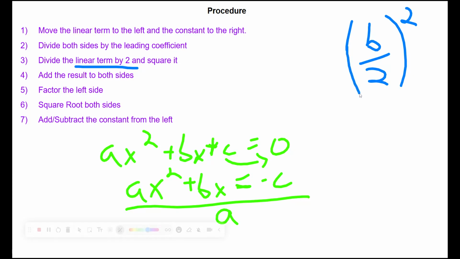Why would we do that? That's just going to be a separate part of it. If b is negative 8, negative 8 divided by 2 is negative 4, and negative 4 squared is 16. That's just going to be another number that we take. We're going to add that result to both sides, and then factor the left side, square root both sides, and add or subtract the constant on the left. Steps 5 through 7 are going to be a lot easier to go through during our examples. So there are a lot of steps here, and you're going to want to have them as we go through completing the square.